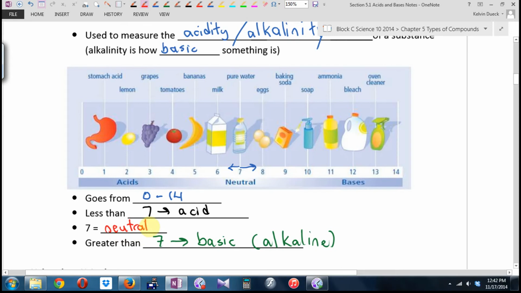So you can look at stuff. Eggs, are they acidic or are they basic? What's their pH level? 8. Okay. Soap, what's soap's pH level? 10, and it's basic and slippery. Milk. Now, a lot of people think milk is basic because Mommy says when I have a tummy ache, she gives me some milk to drink. Well, compared to stomach acid, it's to the right of stomach acid, so it is more basic than stomach acid, but it's more acidic than water. Okay?